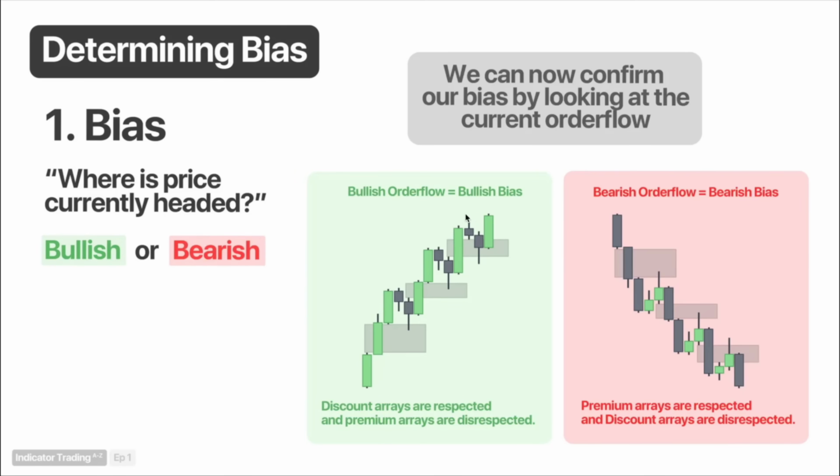So let's take a look at this bullish example right here, this bullish order flow leg. Remember, when we're looking at order flow, we're always looking at the most recent order flow legs and making sure that they are in context of the time frames above it. We want to make sure order flow is aligned with all the higher time frames.